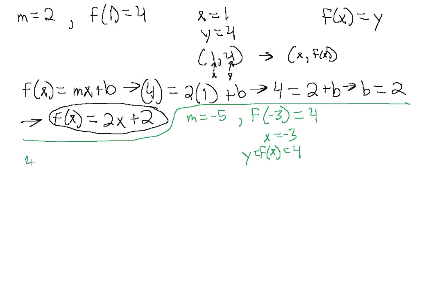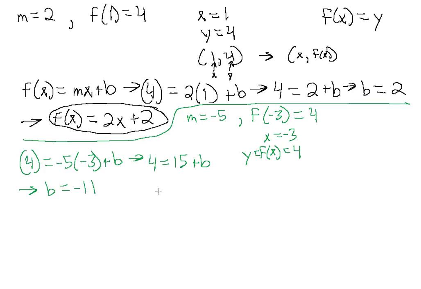So we have 4 equals mx plus b, so we have -5 times x, which is -3, plus b. b is what we want to solve for. So we have 4 equals minus 5 times minus 3, which is a positive 15. If we subtract 15 from both sides, we get b equals minus 11. And now we can write the general form.